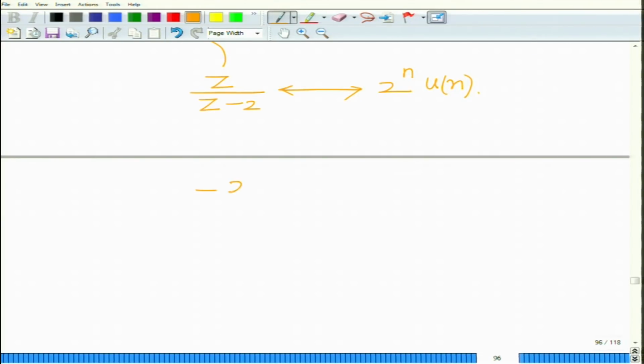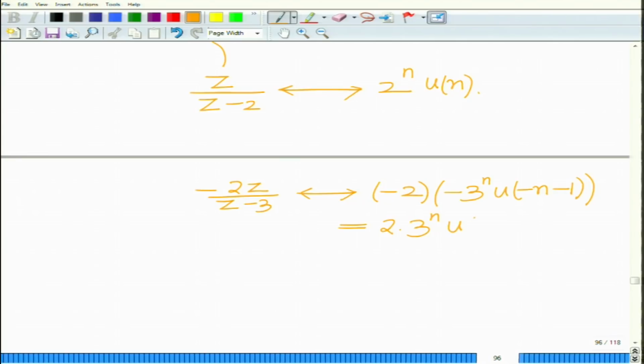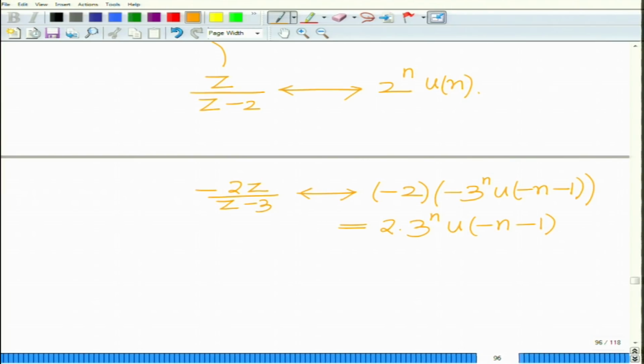Now, minus 2z over z minus 3. Remember the ROC is magnitude z less than 3. So, this is a left handed signal with respect to the pole at 3. So, the inverse Z transform of this is minus 2 times minus 3 raised to n u[minus n minus 1], which is equal to twice 3 raised to n u[minus n minus 1]. Since the ROC is magnitude z less than 3, the inverse Z transform of z over z minus 3 is minus 3 raised to n u[minus n minus 1].